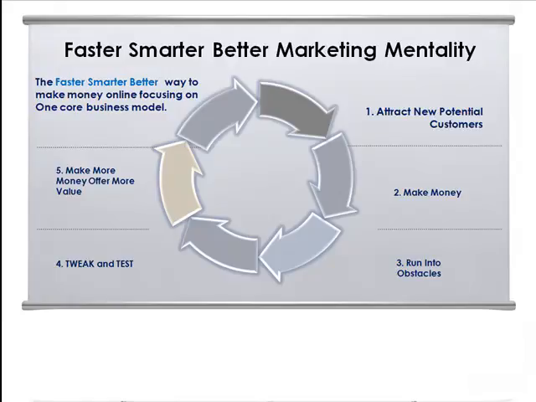Now, just like with the other model, you'll run into obstacles. Obstacles come up no matter what, whether you're planning for them or not, whether you think you have the magic bullet or not, obstacles arise. And there's going to be a lot of them. Okay? The difference with the faster, smarter, better marketing mentality is that once you run into an obstacle, you're going to apply a proven method of testing. Okay? And you're going to make tweaks to your system. And then you're going to keep doing that until you have moved over the roadblock that has popped up. Okay, so you run into the obstacle, you're going to test and you're going to tweak.